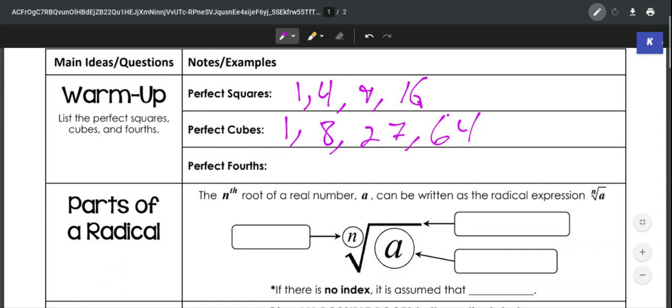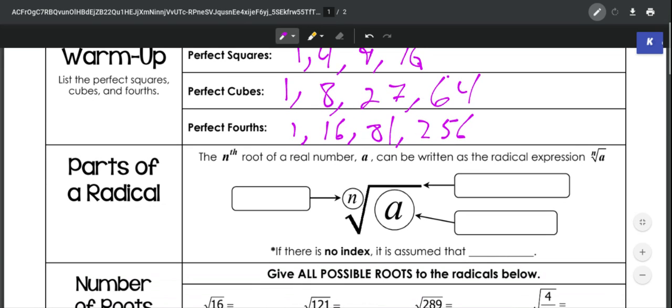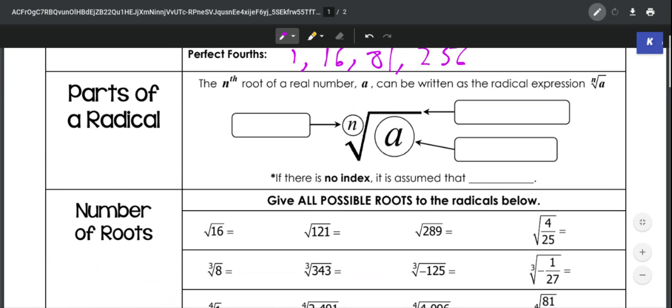Perfect fourths are the same thing, except now you're taking one number, multiplying it together 4 times. So 1 times 1 times 1 times 1 is 1. 2 to the fourth is 16. 3 to the fourth is 81. Let's see, what would the next one be? 4 to the fourth would be 256. So that's just what perfect fourths, perfect cubes, perfect squares are. So that's important for when we are doing a cube root or fourth root.